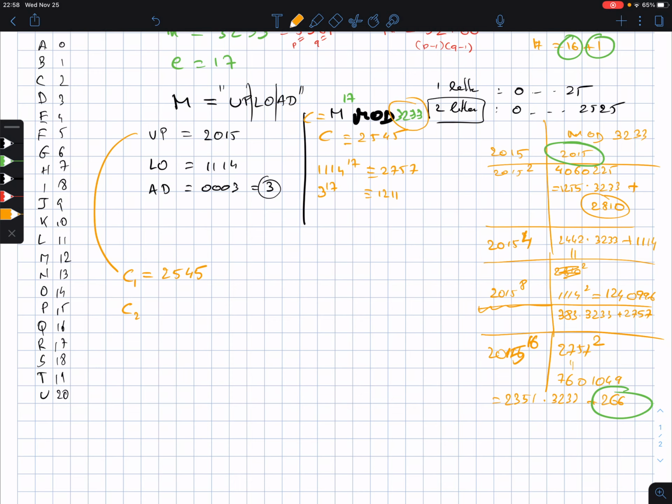So what he would send, in other words, if he sends this, is these three numbers in that sequence, right? 2545, 2757, 1211, if you want to make it 4 digits. Okay, so that was the first question.